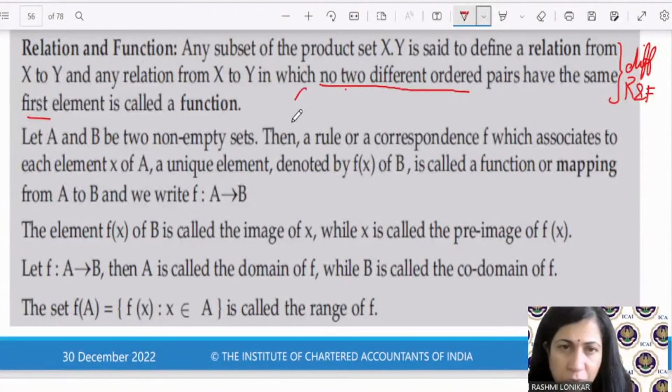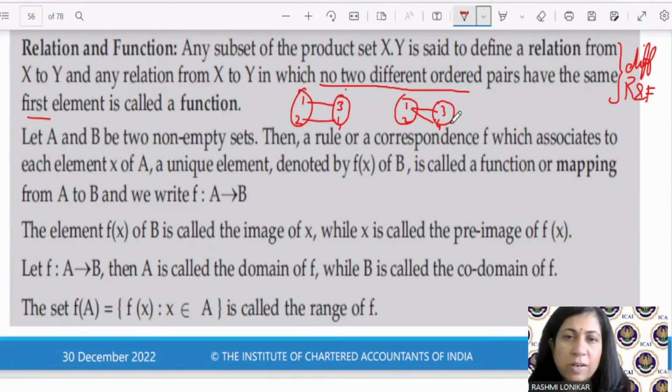Suppose I have (1, 2) and (3, 4). If I write this, it is a function. But if I have (1, 2) and (1, 3), where 1 is related to 2 and also related to 3, then it is not a function. This is a function, this is not a function.